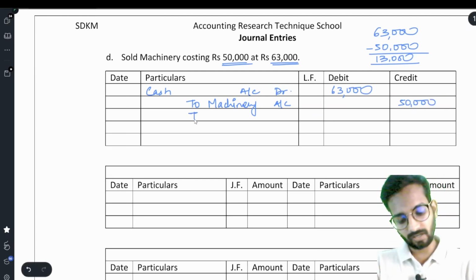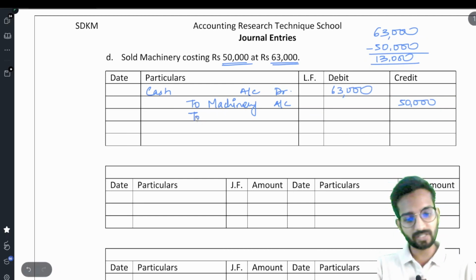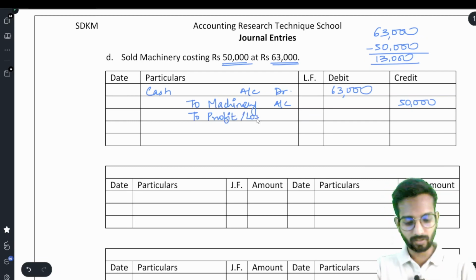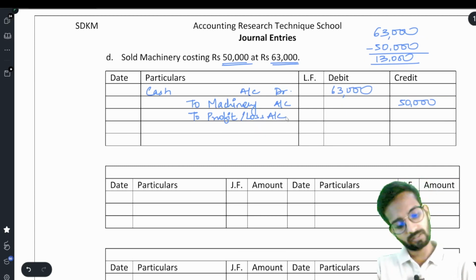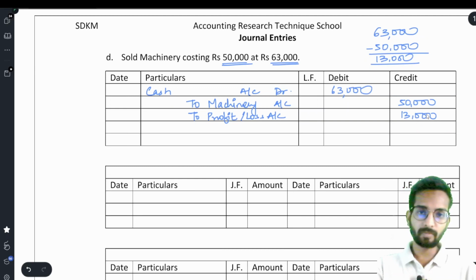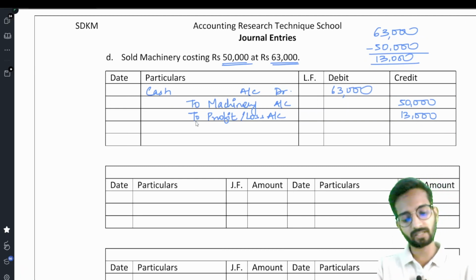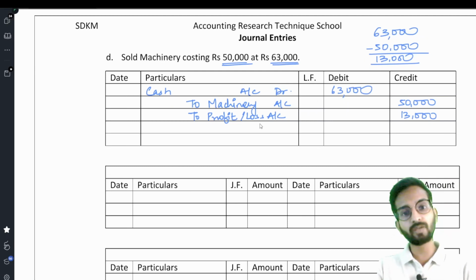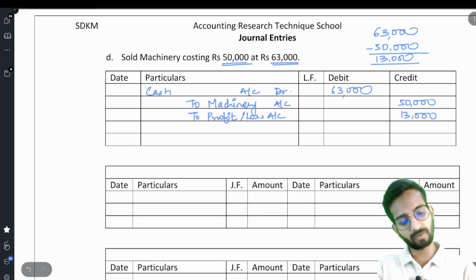Now I have earned profit on sale of machinery. So I will write here to profit and loss account, that will be 13,000. We will study about this when we learn final accounts. For just now you can write that we will write to profit and loss account because we have earned profit. So this account has been credited. If there would be a loss, then we will debit it, because we already know incomes should be credited and expenses should be debited. It has already been written on the first page.